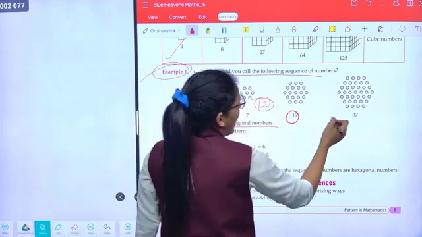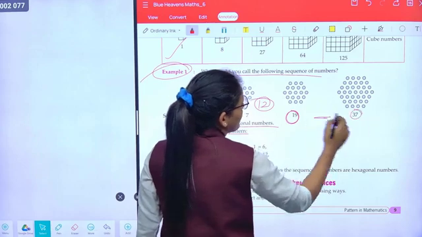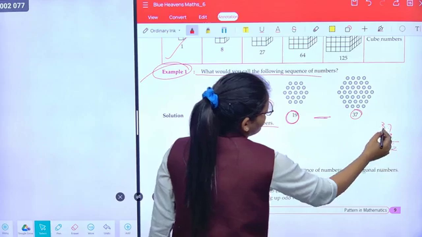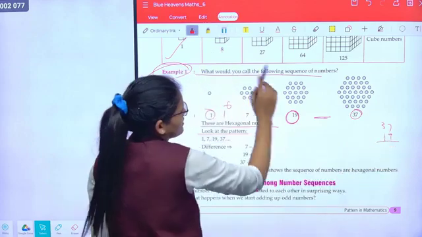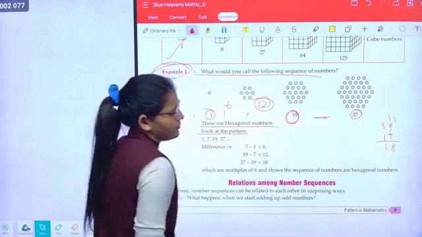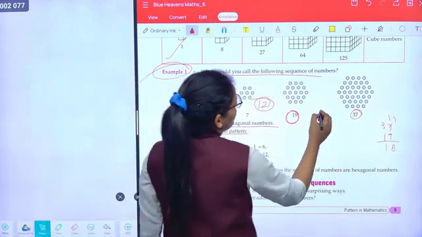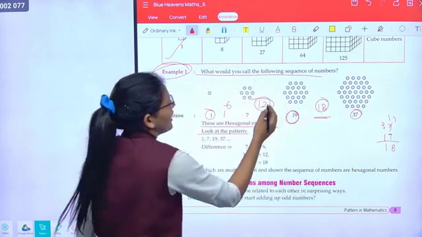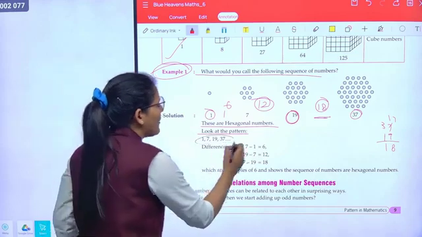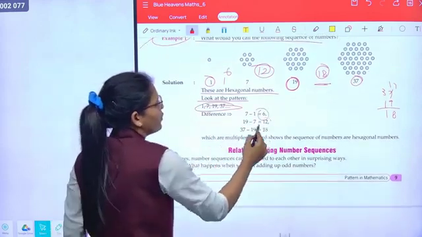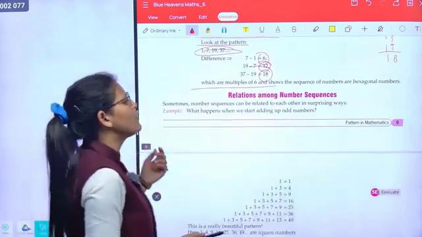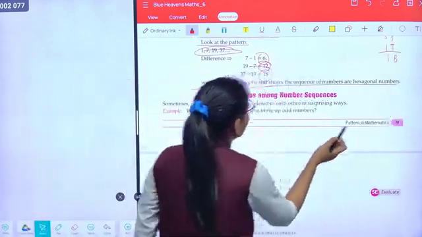Now class, what is the gap here? 37 minus 19, that is 18. So 6, 12, 18. So class, these are hexagonal numbers. Our pattern is being created. 6, 12 and 18 are multiples of 6 and show that the sequence of numbers are hexagonal numbers.